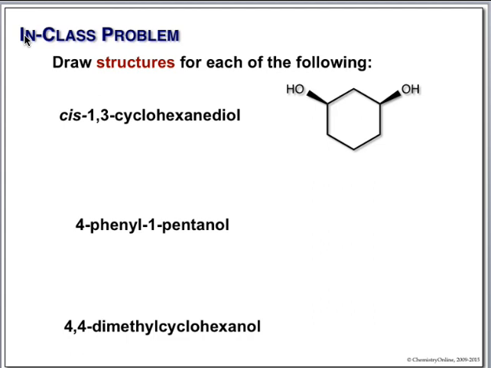For phenyl-1-pentanol, again we have a 5-carbon chain. In carbon 4 we have a phenyl group. So there's our 5-carbon chain. There's our hydroxyl group. And we'll stick our phenyl in carbon 4.